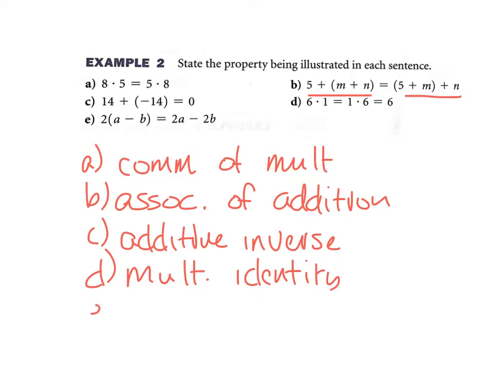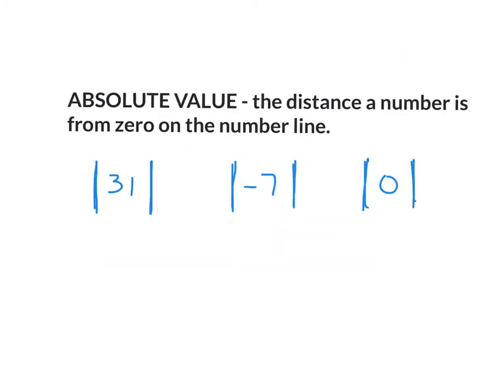And the last one, they took the 2 right here in front of the grouping symbol and distributed it all the way through, so it's this distributive property. And so the first part of tomorrow's lesson, when you come into class, will be just naming properties, and you've done that before. Absolute value is the last part today.